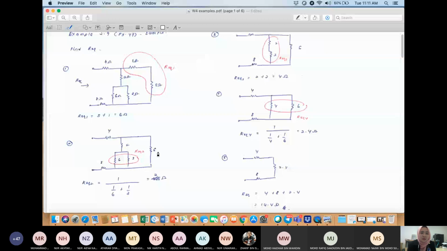Okay, next you need to determine which resistor you can simplify. So over here you can see that this 6 ohm and 3 ohm are connected in parallel. I name this R equivalent 2. Using the formula for R equivalent connected in parallel, R equivalent 2 is basically 1 divided by 1 over 6 plus 1 over 3. If you calculate this, you will get 2 ohm.